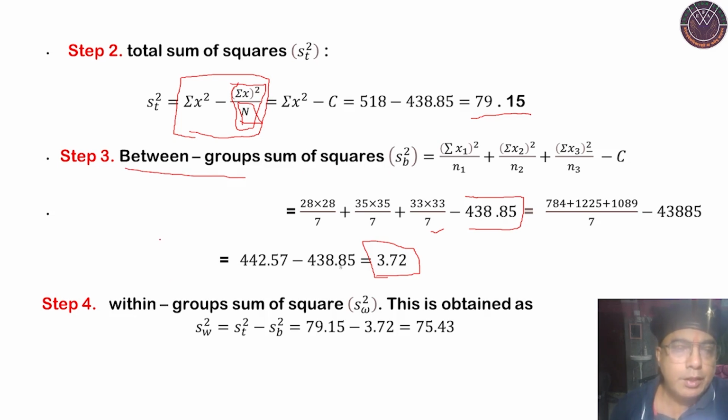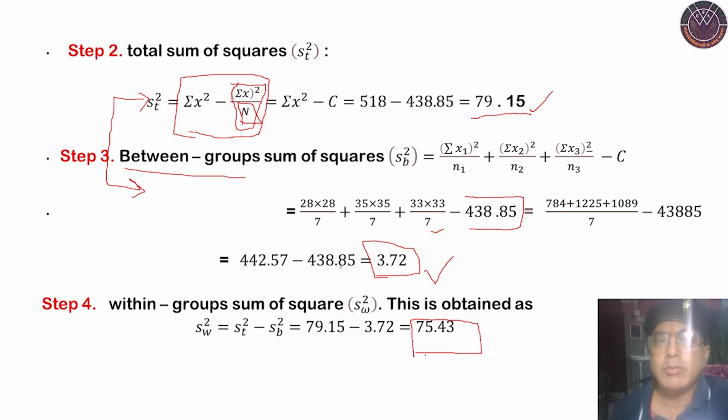Now the within group sum of square is simply the sum of square total minus the between sum of square. Using these two, you can calculate the within or residual sum of square. So 79.15 minus 3.72 gives the sum of square within. Now you have got all the values you require to construct the F table to calculate ANOVA: total sum of square, between sum of square, and within sum of square.